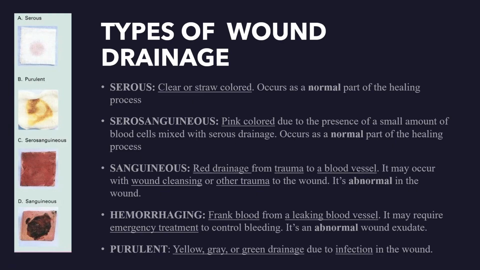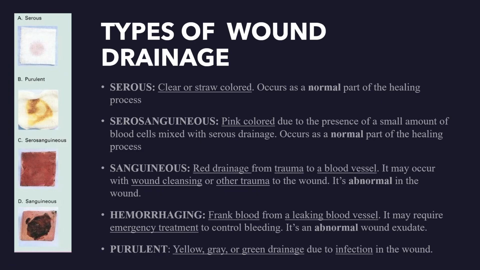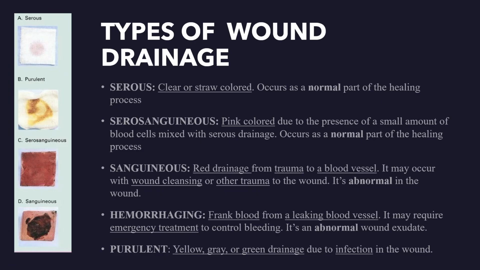Then the third one is sanguineous drainage. The first one is serous drainage, the second one is serosanguineous drainage, and the third one is sanguineous drainage. So it is red drainage from trauma to blood vessels. Like if there is any injury on the skin and that has damaged the blood vessels beneath, it will lead to sanguineous drainage. So it may occur with wound cleansing and other trauma to the wound. It's abnormal in the wound. It is not normal. It is abnormal, and it should be corrected as soon as possible to prevent the loss of blood. The fourth one is hemorrhaging.